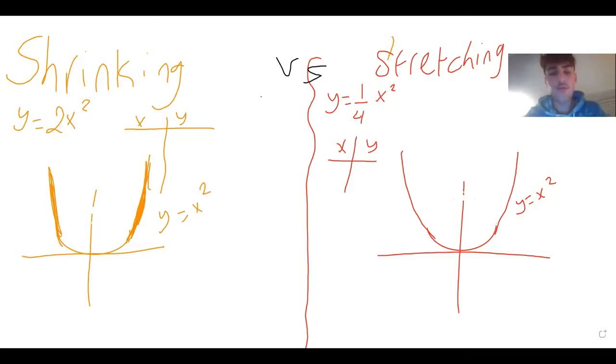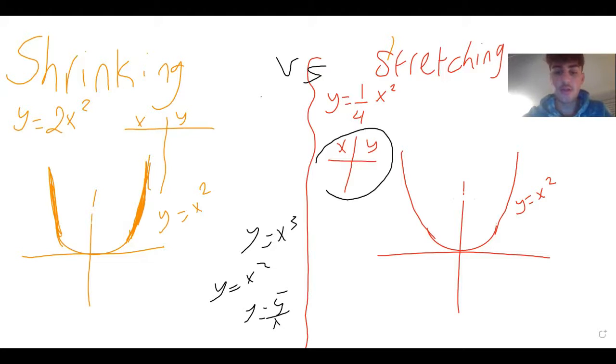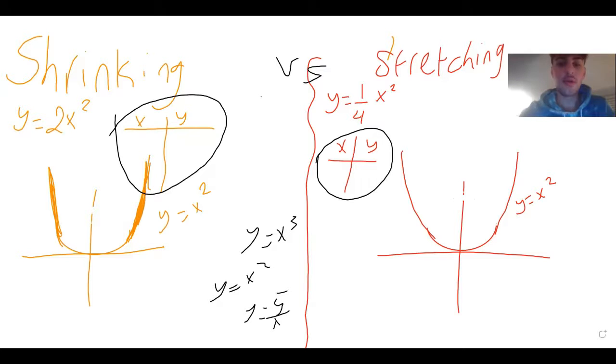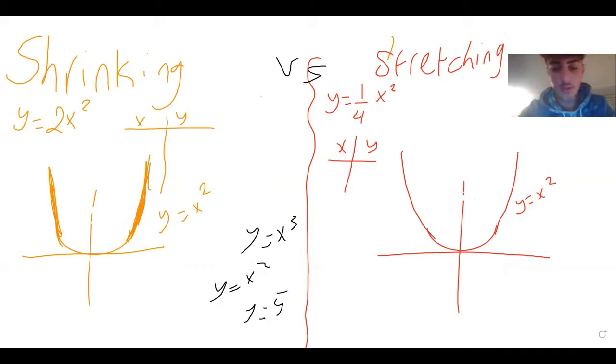Whenever we have a graph of y equals something in terms of x, for example, y equals x squared, y equals x cubed, or y equals 5 over x, what we should always have in mind is the points of x versus y in this format, because by plotting points for x and y into the equation, we can always graph. So right now, let's start with the first type of transformation, shrinking.